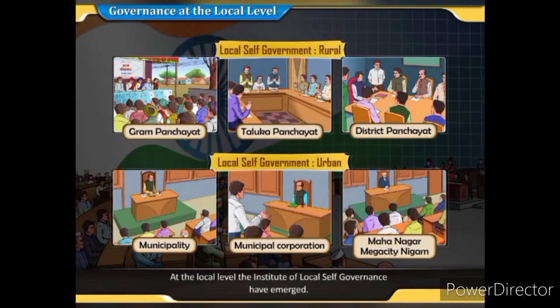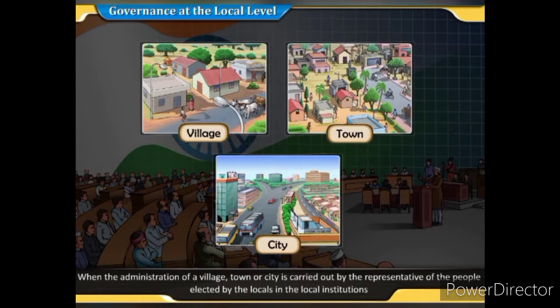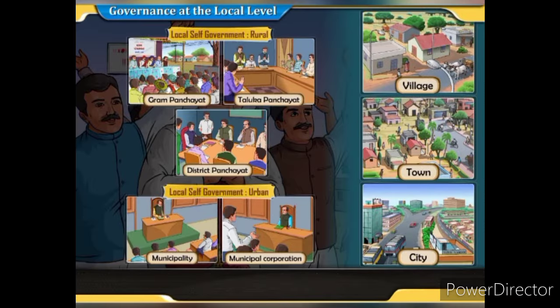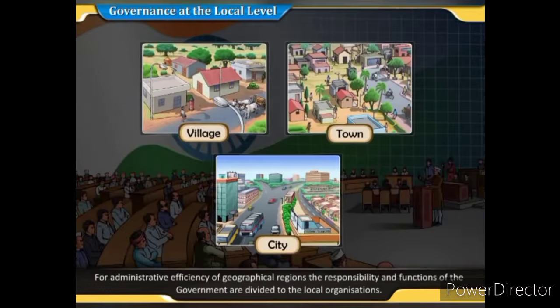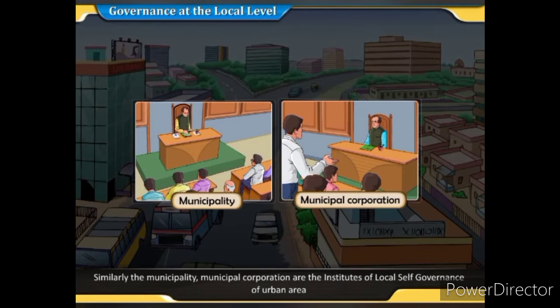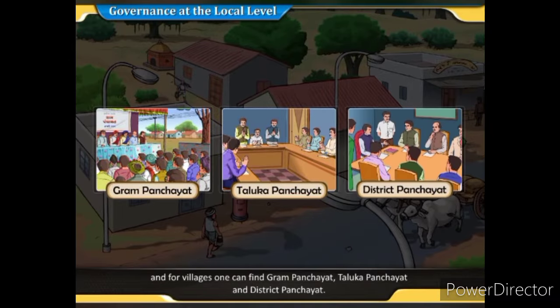At the local level, the Institutes of Local Self-Governance have emerged. When the administration of a village, town or city is carried out by the representatives of the people elected by the locals in the local institutions, then such organizations are called Institutes of Local Self-Governance. For administrative efficiency of geographical regions, the responsibility and functions of the government are divided to the local organizations. Similarly, the municipality and municipal corporation are the institutes of local self-governance of urban areas, and for villages one can find Gram Panchayat, Taluka Panchayat and District Panchayat.